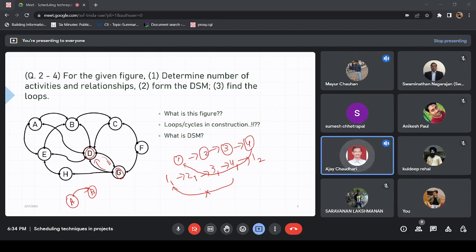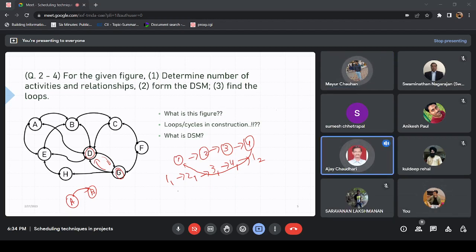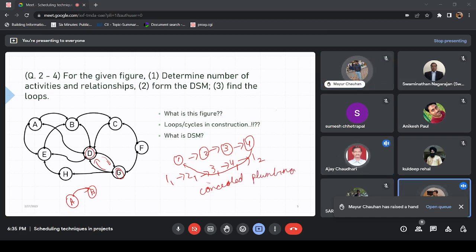Sir, there is a good example of cyclic work. Yes. The concealed plumbing work and plastering work. Concealed plumbing work is there.